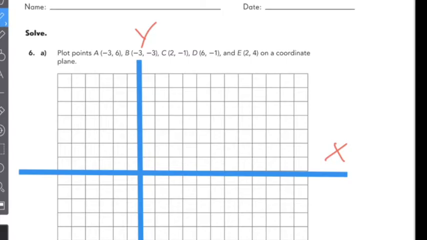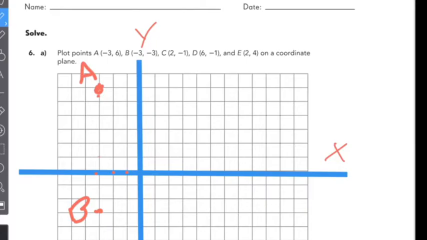So I'm going to plot out A. A is going to be -3, 6. So 1, 2, 3, and then up 6. 1, 2, 3, 4, 5, 6. So I'm going to put A right there. Let me just get my eraser and erase those. So that will be A, right there. B is -3, -3. So we go over 3 and then down 3. 1, 2, 3. And B will go right there.